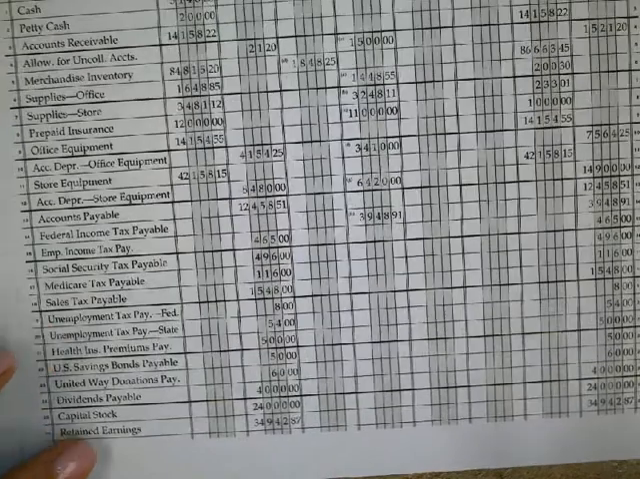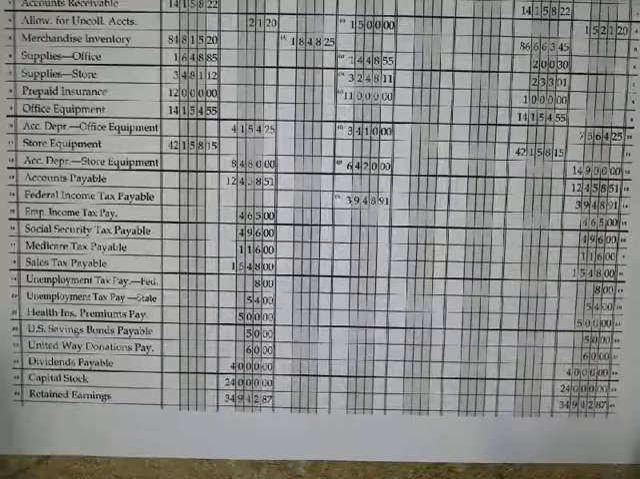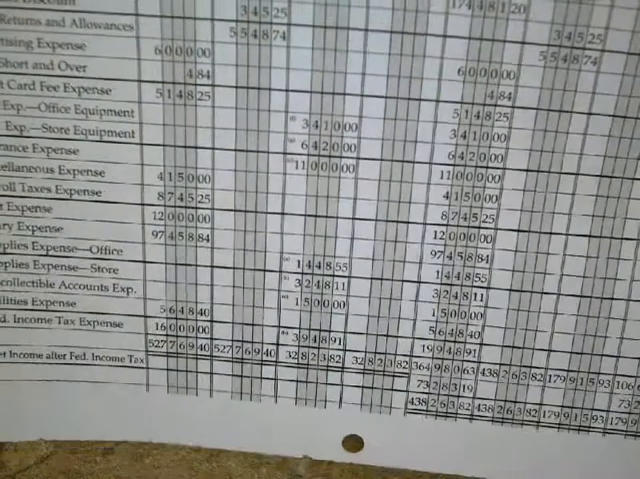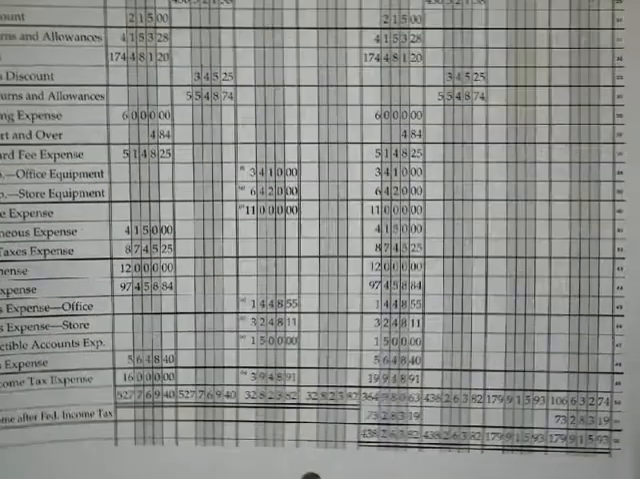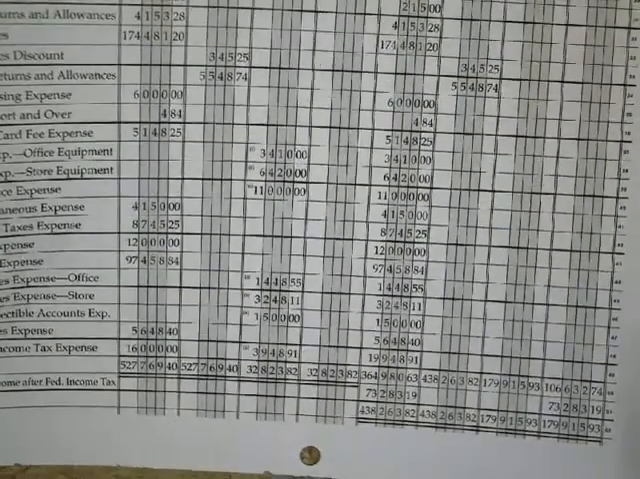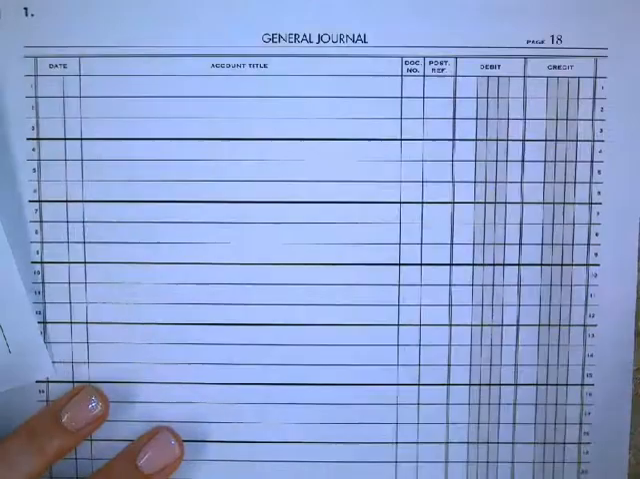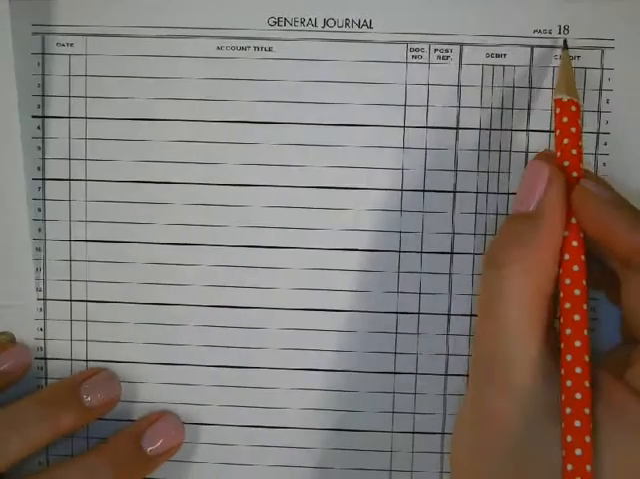So we are going to be looking at the worksheet that is found on page 425. It also goes on to page 426. Okay, so you need to have this worksheet out and available. We are going to be journalizing those adjustments off that worksheet into our general journal. So it already has the page number in there. We're on general journal page 18.